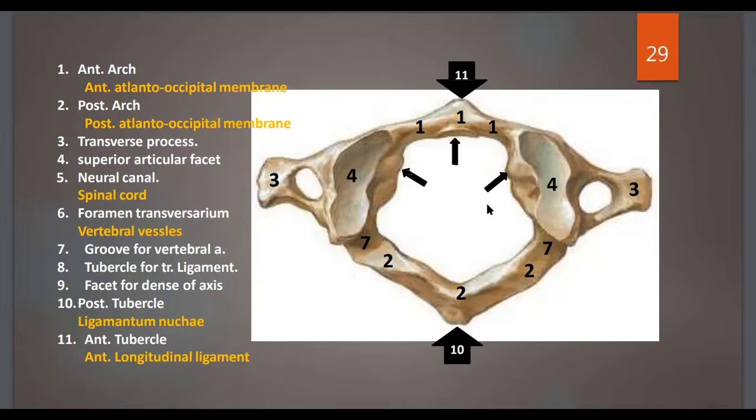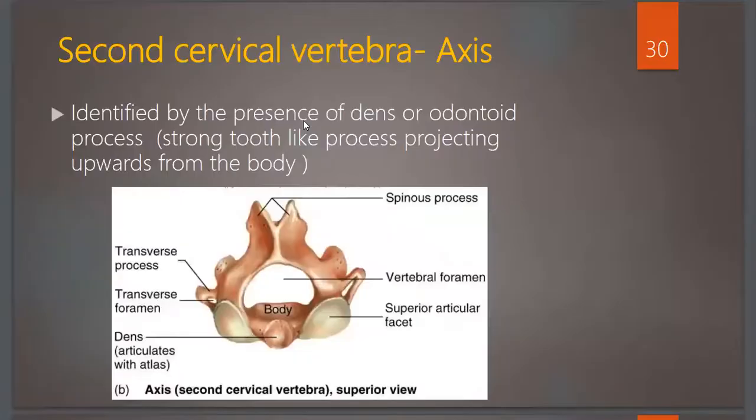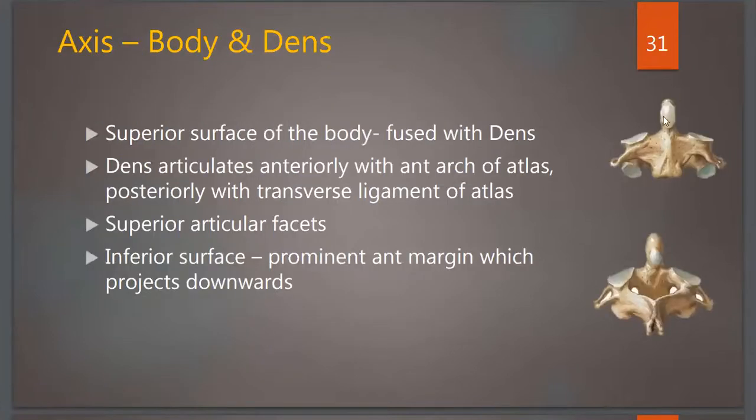Once we are done with atlas, now we will go to the next atypical vertebra, that is the second cervical vertebra, which is called axis. Axis is identified by the presence of this projection. What is the name of this projection? Dens. What is the other name it has? Odontoid process, which is a strong tooth-like process projecting upwards from the body. So this is the anterior aspect where you are finding the body, and you are finding the spinous process, which is bifid, so this is the posterior aspect of axis.